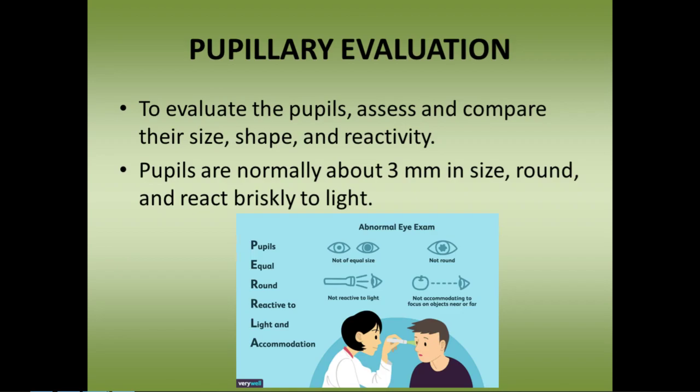In this case, we also have the term PERLA. Your PERLA is actually used to indicate a normal pupillary evaluation. PERLA means pupils are equally round and reactive to light and accommodation. Changes in equality or reactivity from one assessment to the next may indicate neurologic deterioration.